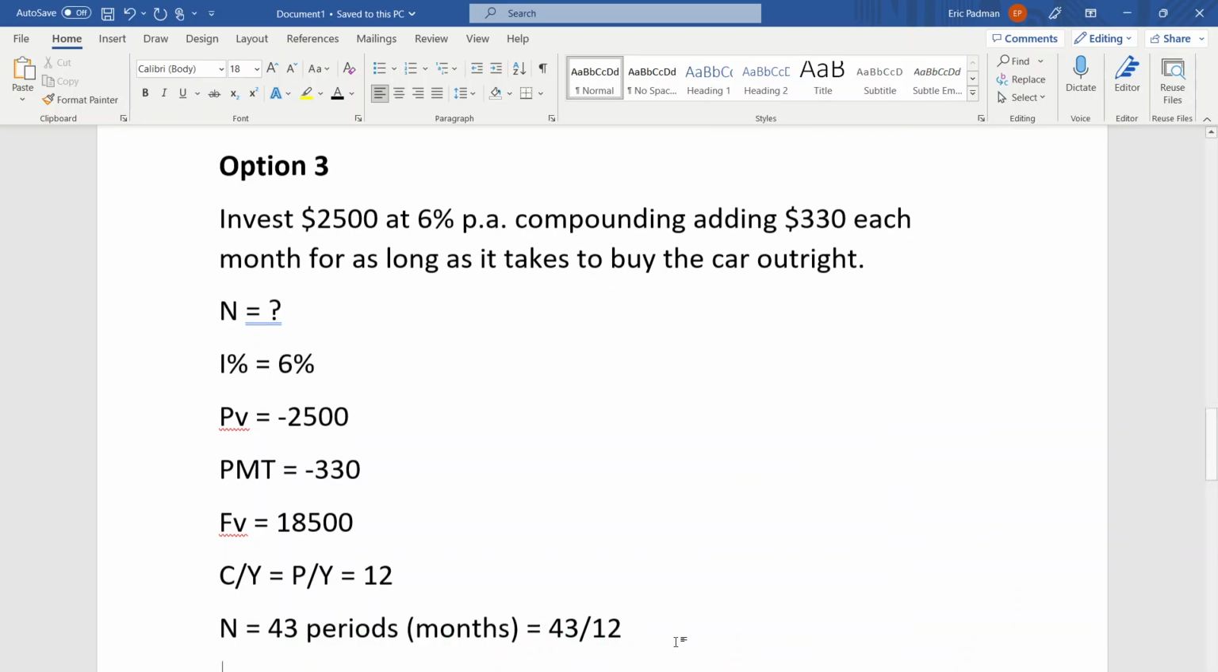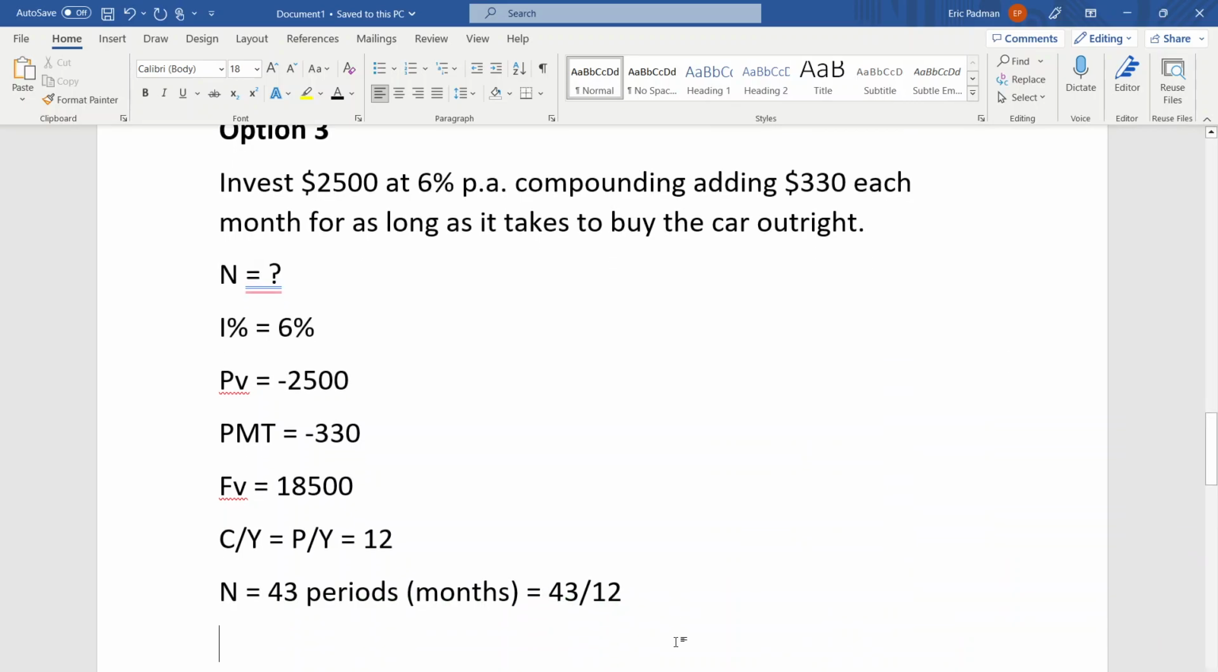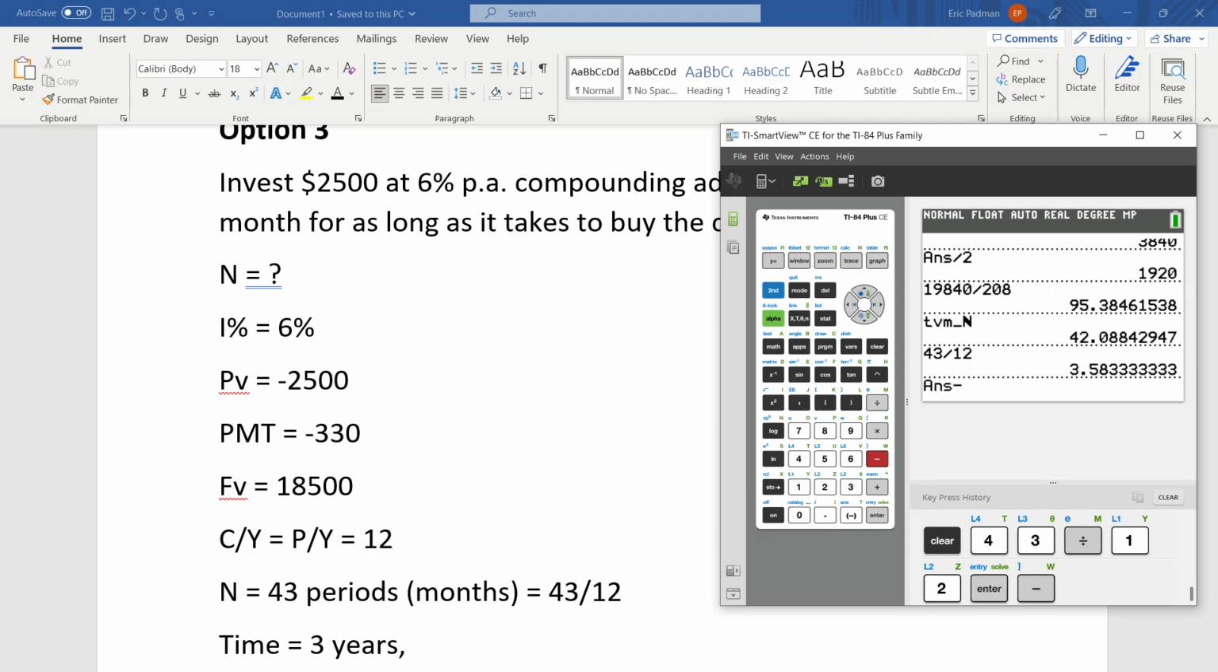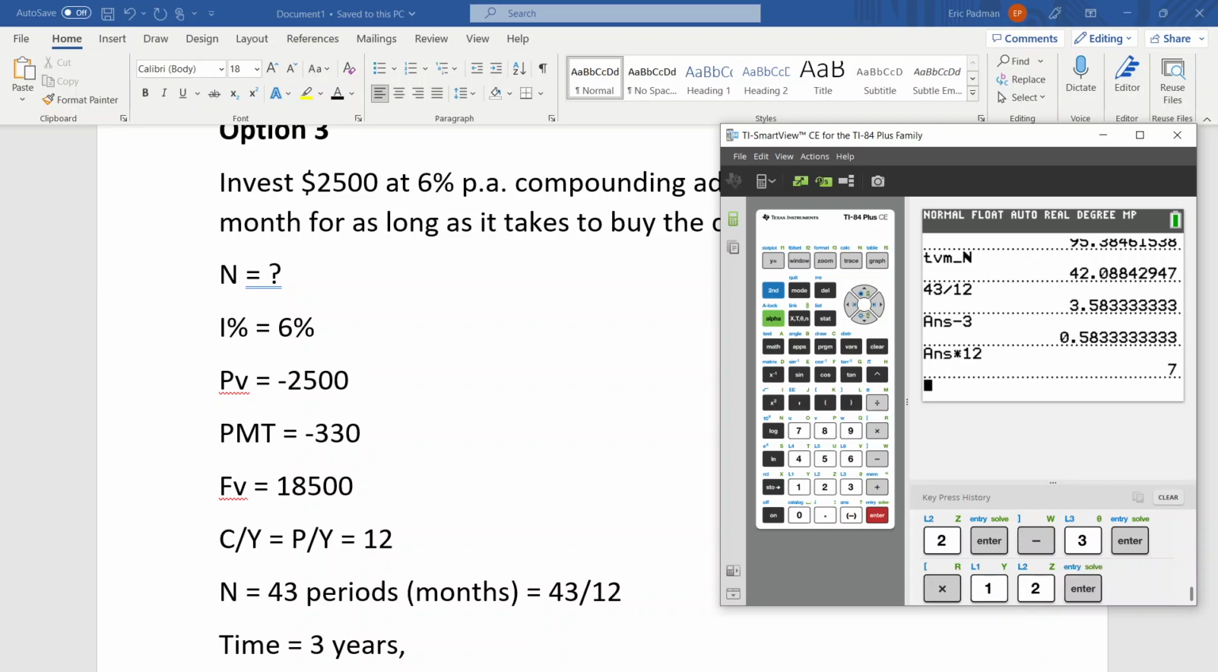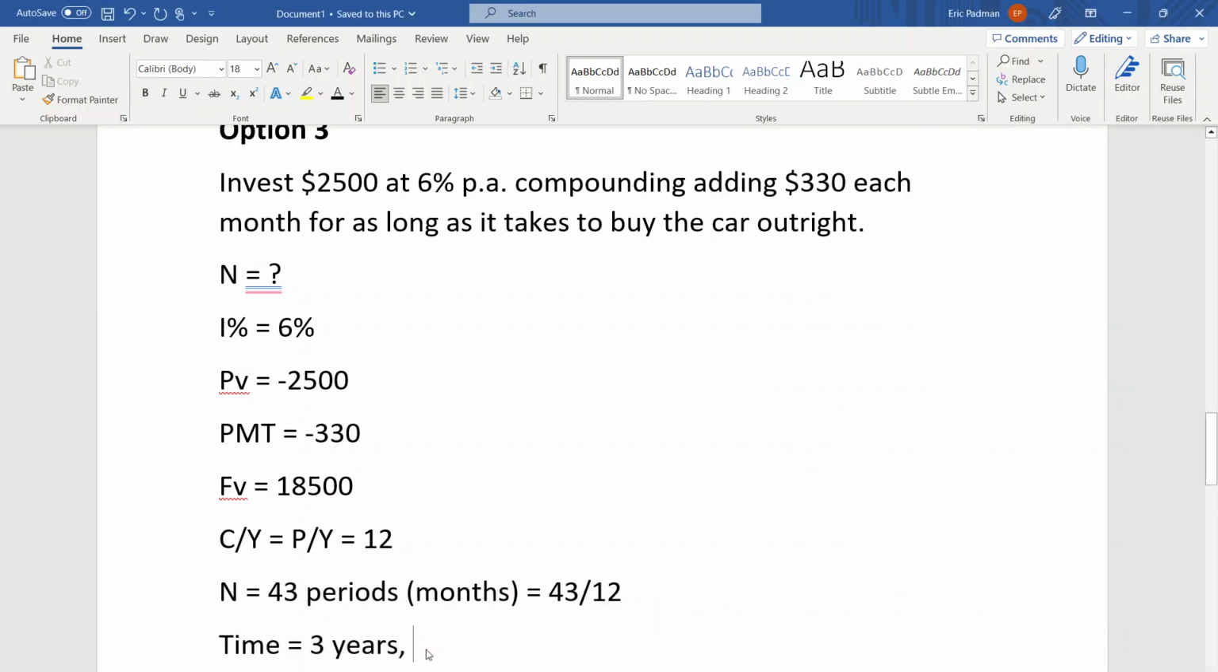So I'm going to write that's going to be 3 years. And I'm going to delete the 3. So minus 3, times that back by 12. 3 years and exactly 7 months. Yeah, because I rounded up to the nearest month, didn't I? So 3.5 years, and you basically have it. 3 years, 7 months, you do have it.